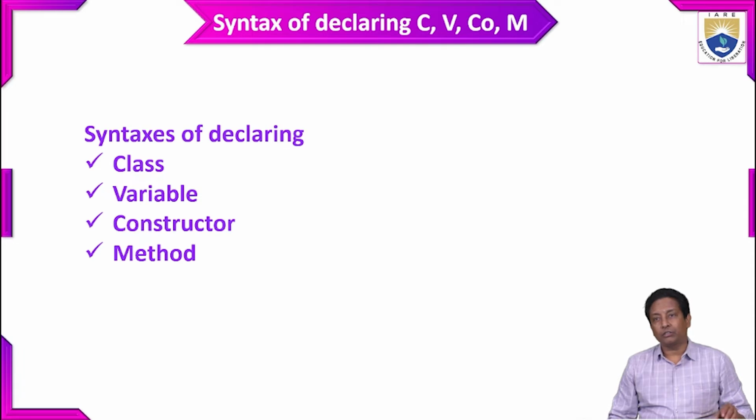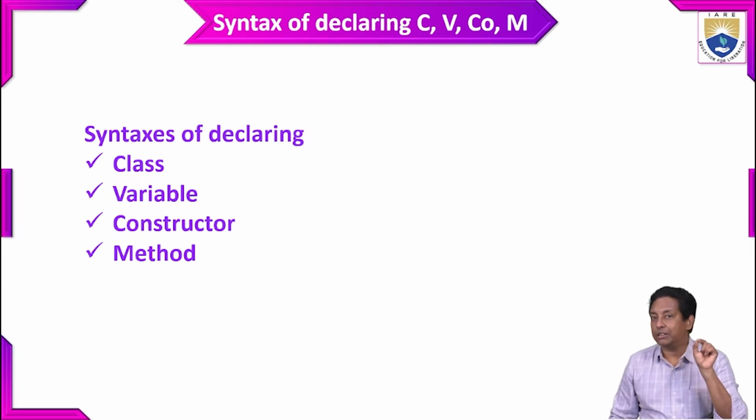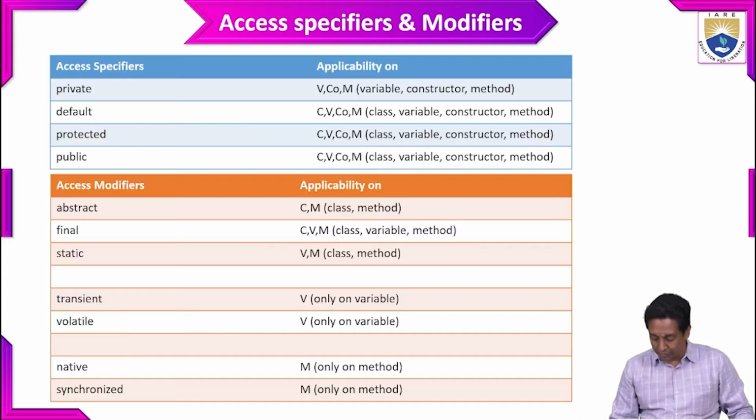After seeing the syntaxes of all the four, class, variable, constructor and method, we will see the consequences. After specifying each access specifier and access modifier on class, variable, constructor and method, what happens? The consequence we will discuss in the next topic. So coming to the syntaxes of declaring class, variable, constructor and method, the first one is class.